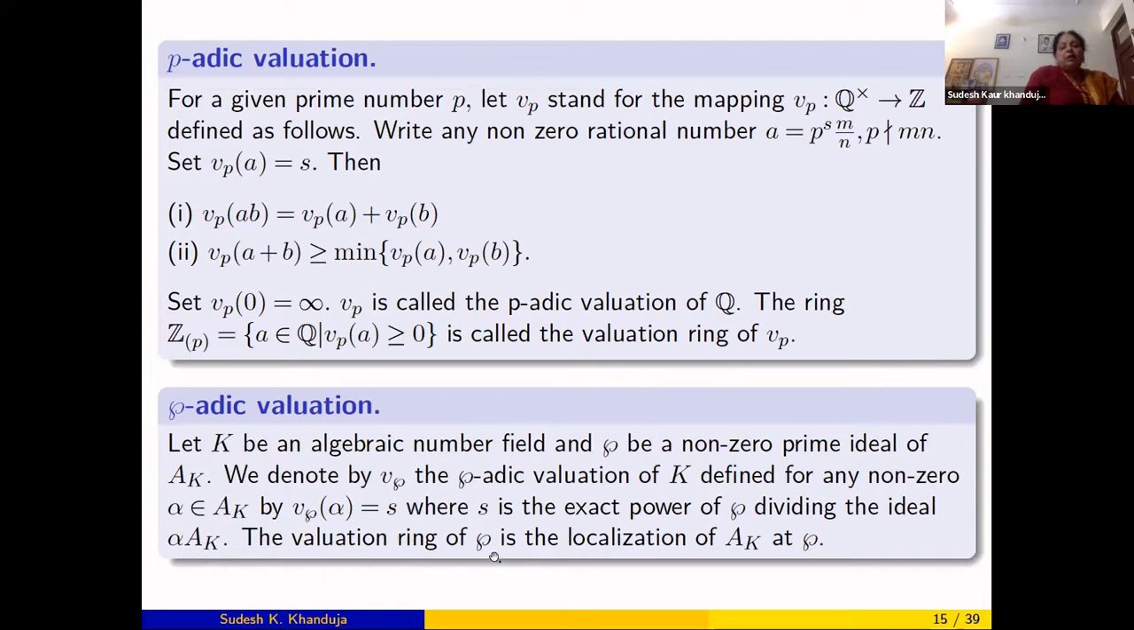The valuation ring of the valuation V curly P is the localization of AK at the prime ideal curly P.